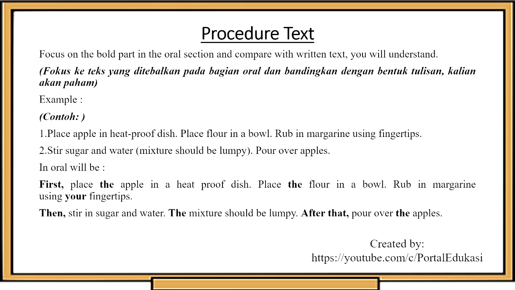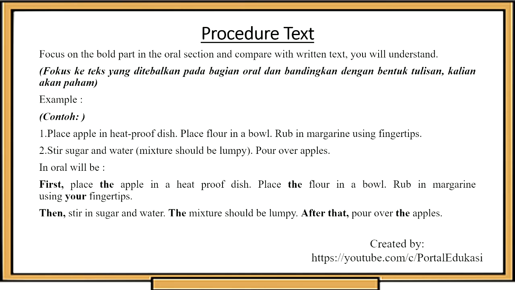You will understand. For example, first, place apple in heat-proof dish. Place flour in a bowl. Rub in margarine using fingertips. Then, stir sugar and water. Mixture should be lumpy. Pour over apples.